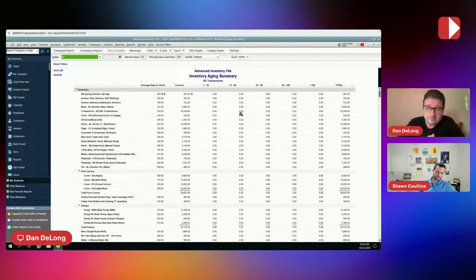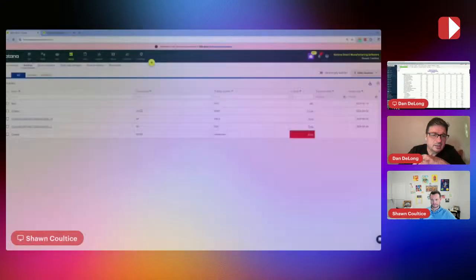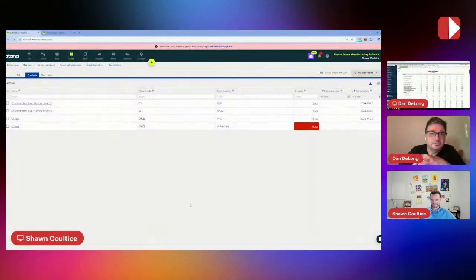If you're using weighted average, this report doesn't even exist. So you have to have FIFO turned on inside of QuickBooks Enterprise in order to even have this functionality in this report. So you're not going to glean these insights if you don't have first in, first out turned on. So there is that. And then you were mentioning, Shawn, in Katana. I'll just turn on your screen there.